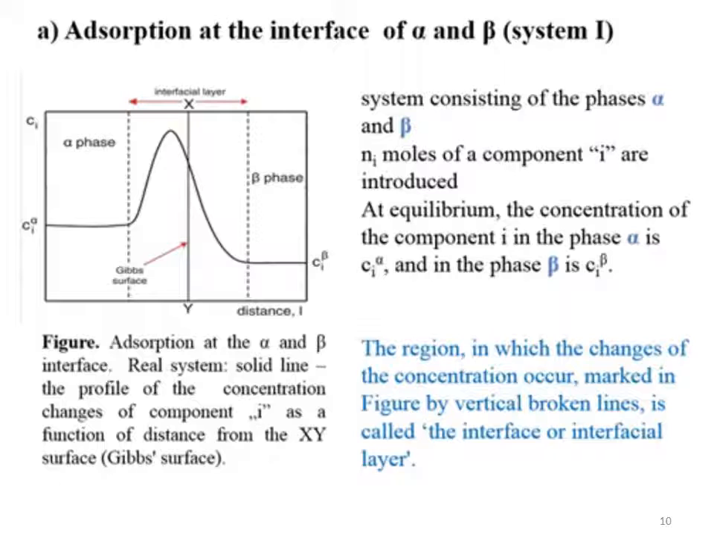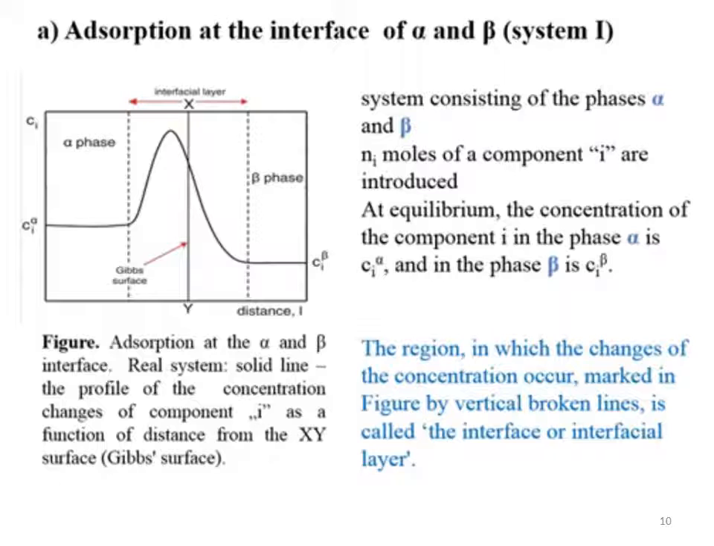In the diagram, from left to right, is the alpha phase, and we follow the concentration Ci alpha. Firstly, at the dotted line where the interfacial layer starts, Ci alpha remains constant, meaning it does not change its concentration. It remains constant throughout the alpha phase bulk. But when we go from the alpha phase bulk to the interfacial layer, then Ci alpha increases, and it increases much.